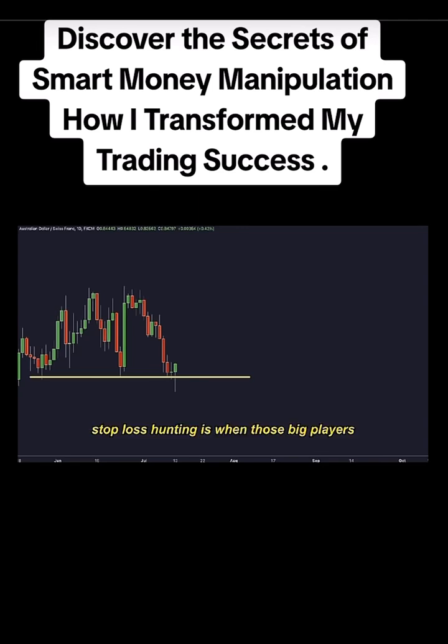Stop-loss hunting is when those big players, think institutional traders and market makers, deliberately push the price just enough to trigger the stop losses of retail traders like us. They do this to create liquidity for their own positions. It's a classic move to take out weak hands before the market moves in the intended direction. It feels like the market is out to get you, but it's just part of the game.